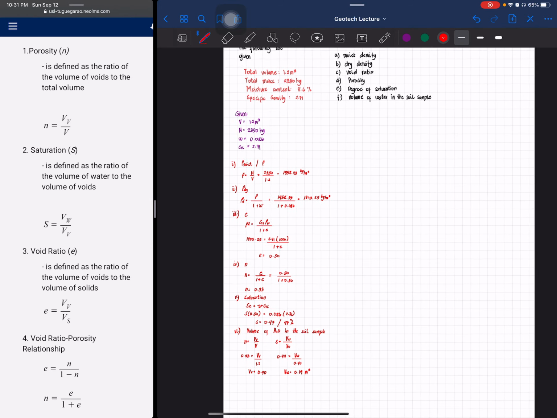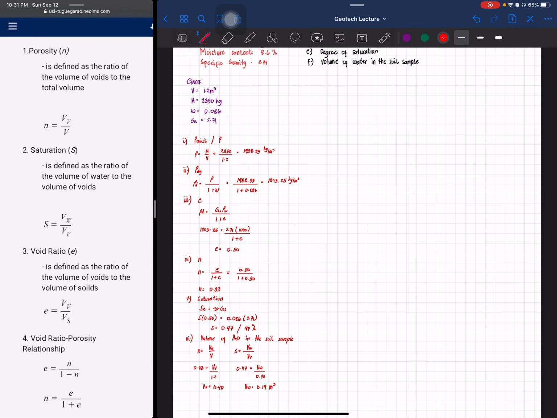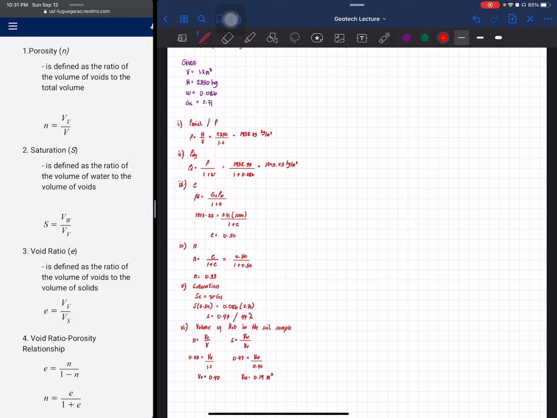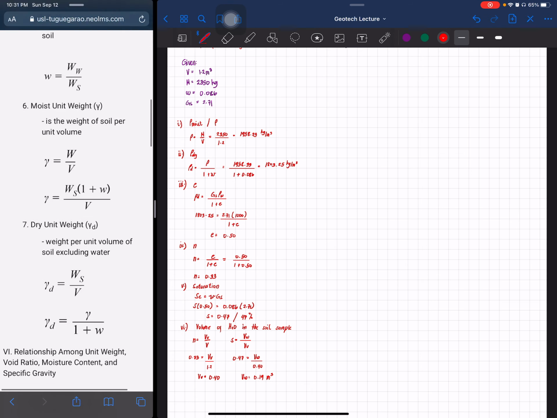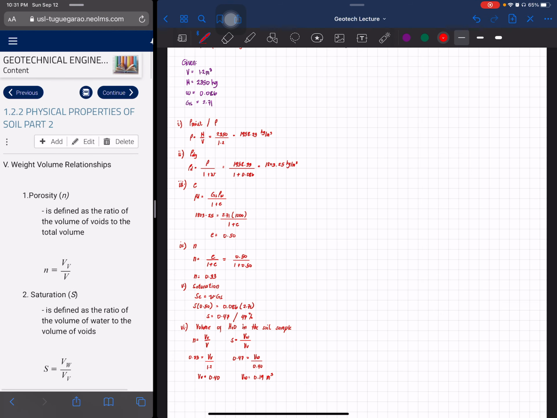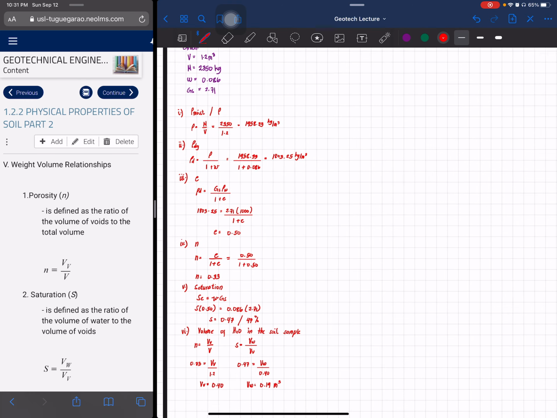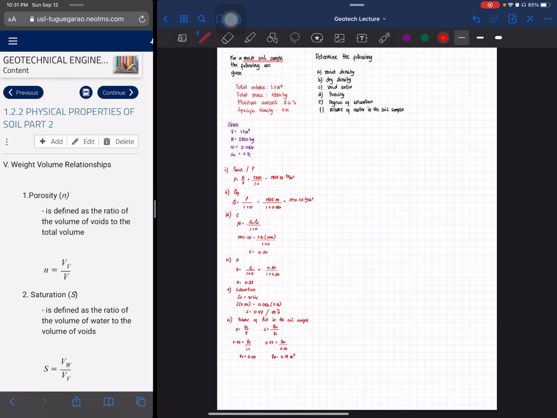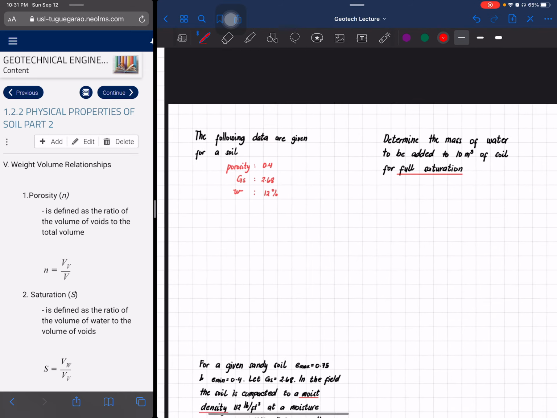So far, it's the formulas that you're going to have a problem with, because there are so many formulas and it depends on the given which formula you will use. So that is your example number one. You may access this file in the physical properties of soil part 2. The PDF file is already there, so you can just review that later on. Next, let's proceed to the next problem.